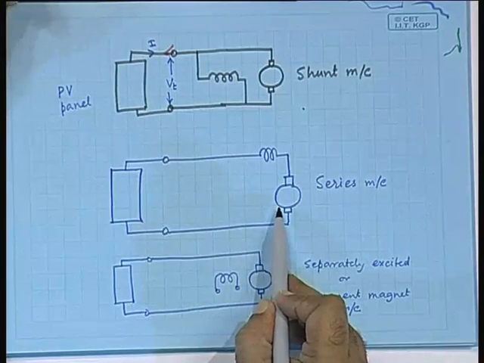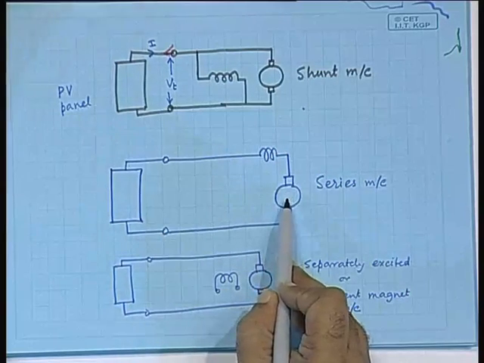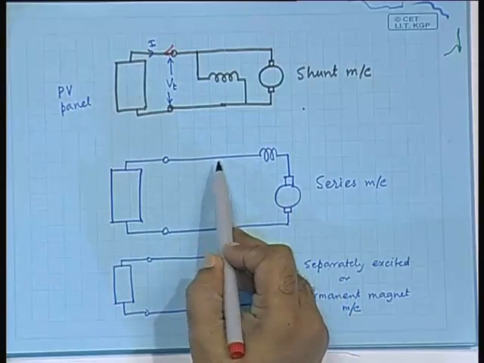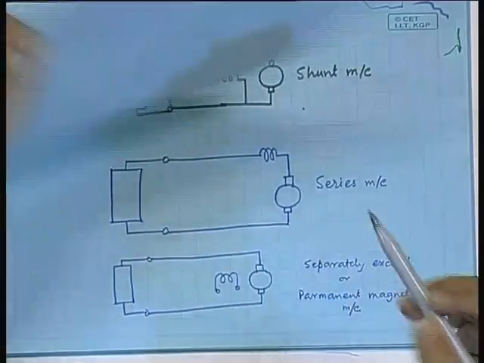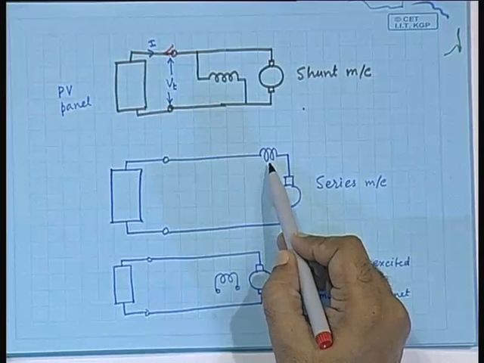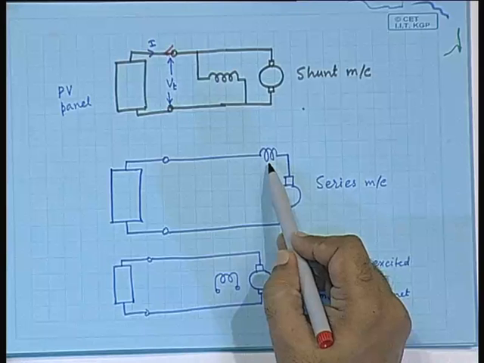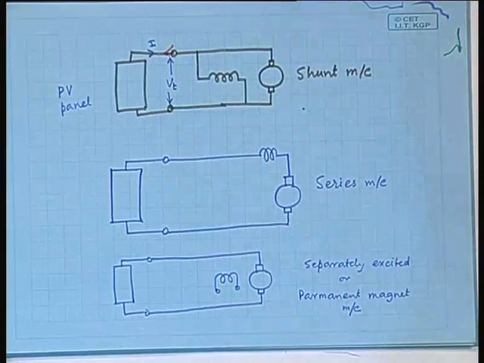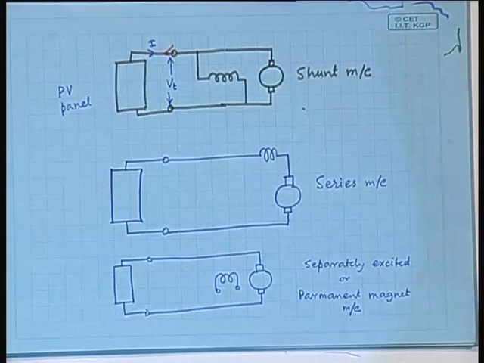But in case of the series machine, when the back EMF is 0, then obviously the current here is large and naturally it is working here, but that produces already a very high torque, because the flux is proportional to the current, and if the current is large, torque is also large and therefore, it will easily start. That is why for the current source kind of power sources, series machines work fine, but the shunt machines do not.